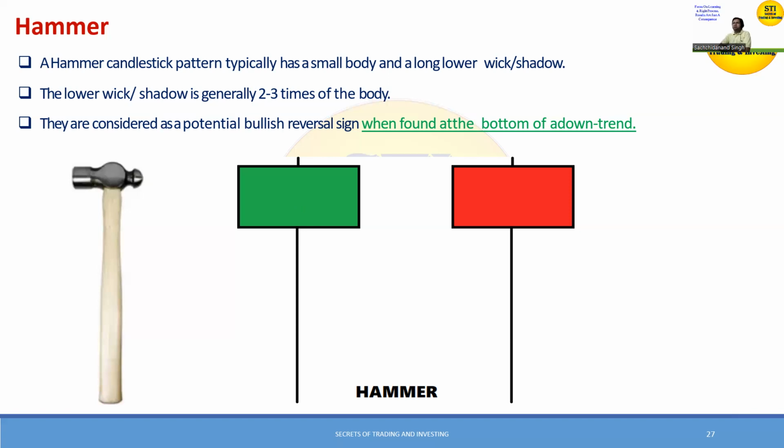The important point to remember is that they are considered a potential bullish reversal sign when found at the bottom of downtrends. So when a stock is falling, falling, falling, and we observe this kind of formation, red or green doesn't matter, that will be treated as one of the possible reversals. Maybe from there the price is not going to fall further, and it is going to reverse.